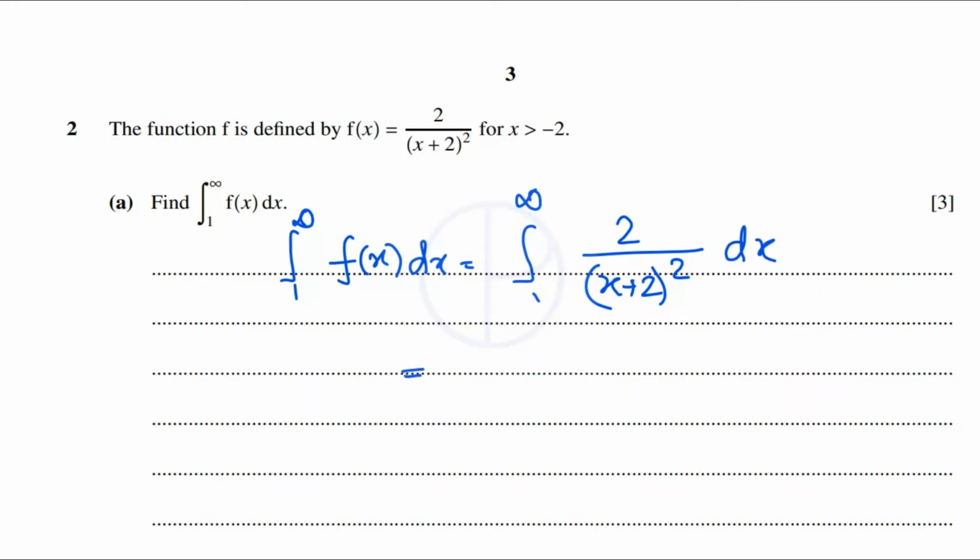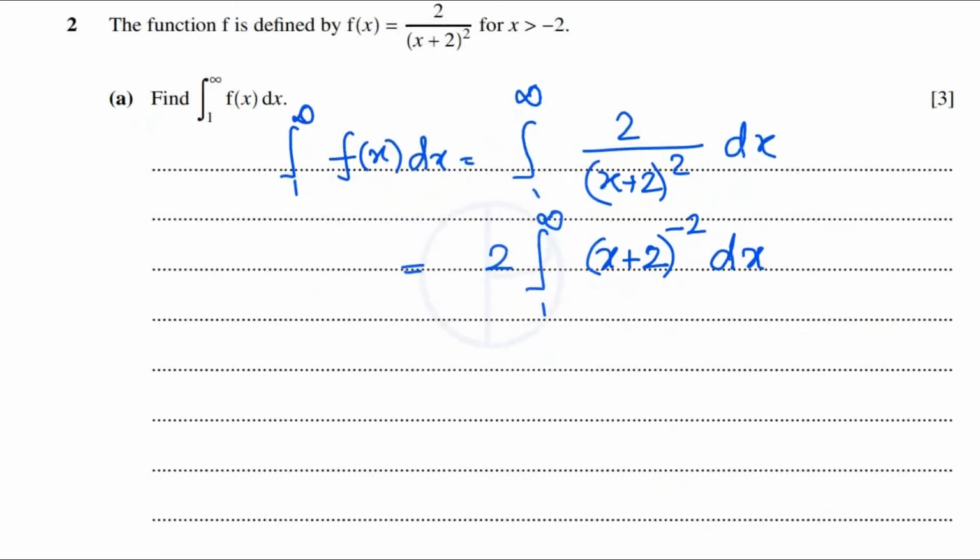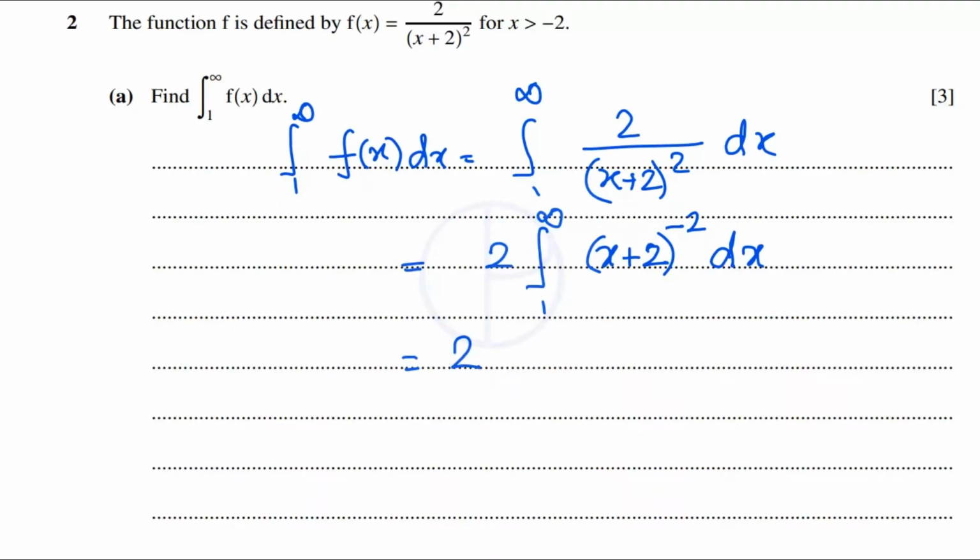dx. So we can write this as 2 times the integral from 1 to infinity of (x plus 2) to the power negative 2 multiplied by dx. Let's integrate this one. x plus 2, increase the power by 1. So negative 2 plus 1 gives negative 1, divided by the new power, that is negative 1. And the limits are 1 to infinity.